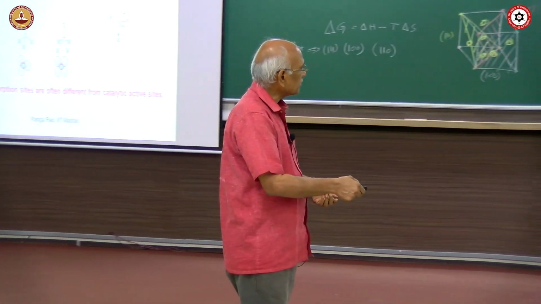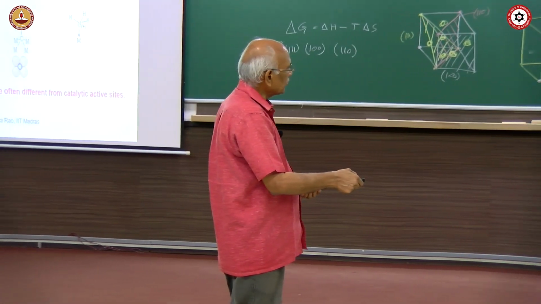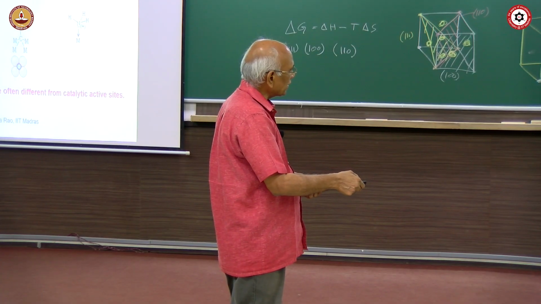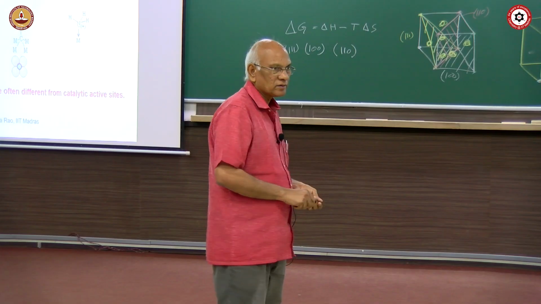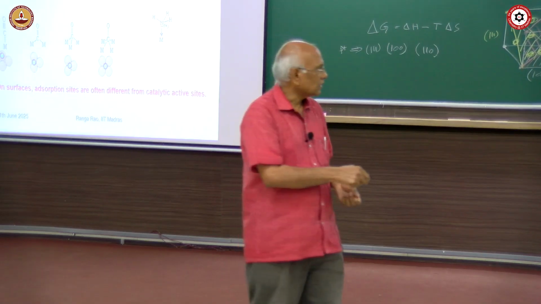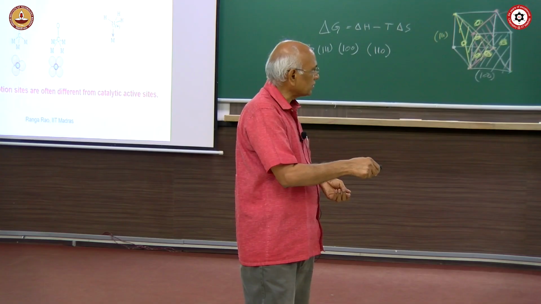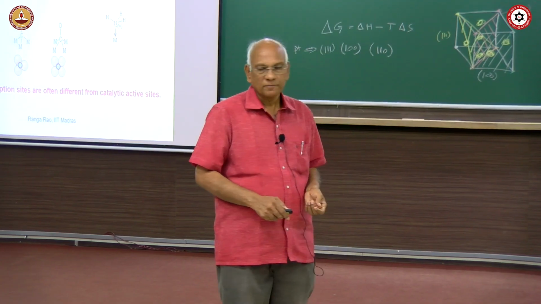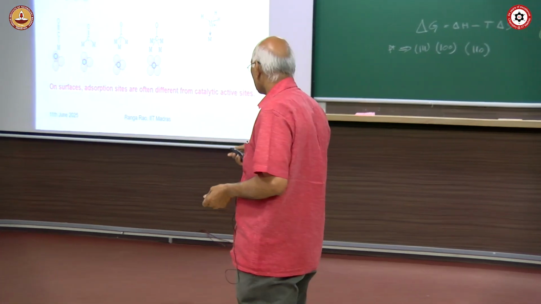Similarly, for example, ammonia: there is a lone pair on nitrogen. This lone pair can interact with the metal and give you this kind of surface species. And then that can lead to further, slow decomposition of this. So these are all possibilities.